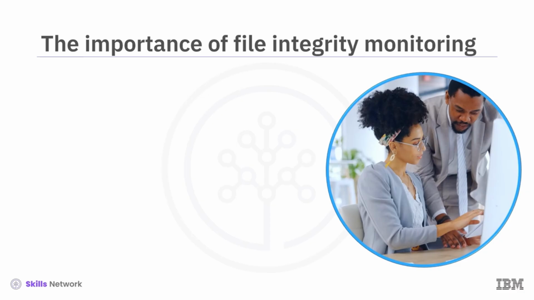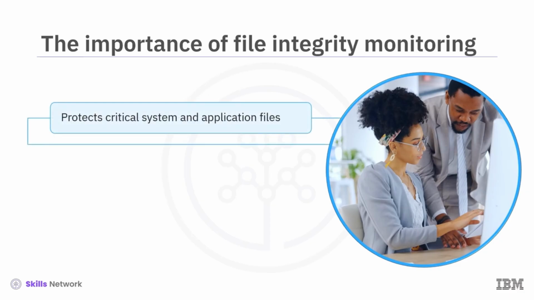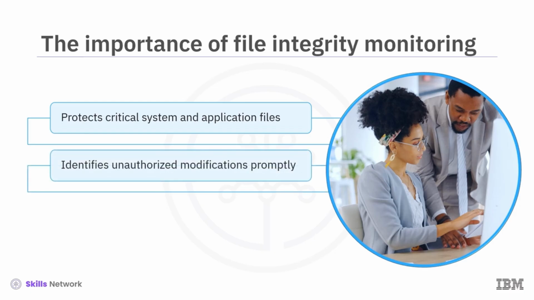Ensuring that essential files have not been tampered with is vital for maintaining the operational integrity of both system and application software. Unauthorized changes to essential files can lead to significant security vulnerabilities. FIM helps promptly identify unauthorized file modifications, indicating security breaches, malware infections, or insider threats. By identifying these changes quickly, organizations can take immediate action to mitigate potential damage.